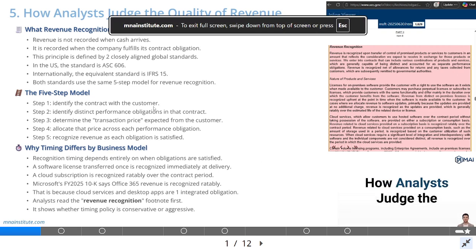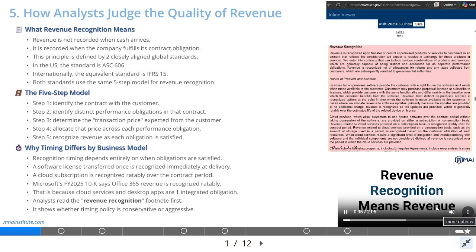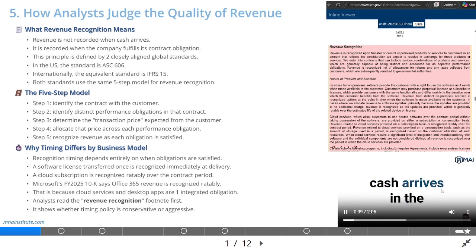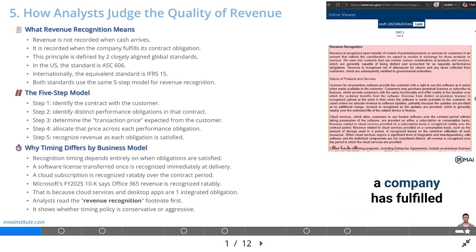5. How analysts judge the quality of revenue. What revenue recognition means. Revenue is not recorded when cash arrives in the bank. It is recorded when a company has fulfilled its obligation to the customer under the terms of a contract. This principle is defined by two closely aligned global standards.